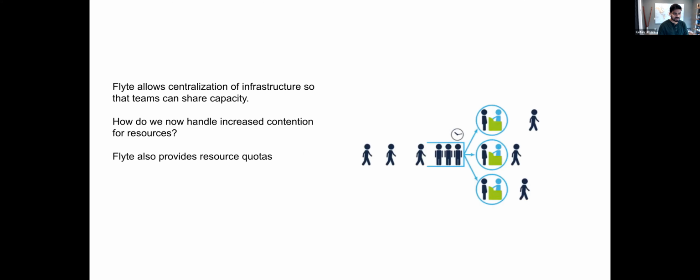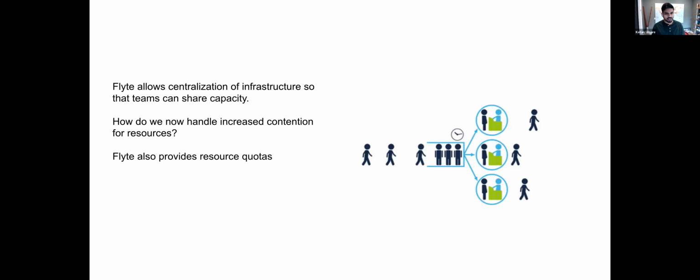Flyte basically allows centralization of infrastructure. So let's assume you're a company of tens of data scientists where you now use some sort of compute infrastructure for yourself, and you want to start building models. There's one option: every data scientist gets their own compute resources. That's great, right? There is no queuing. Everybody has their own resources. It goes pretty fast.